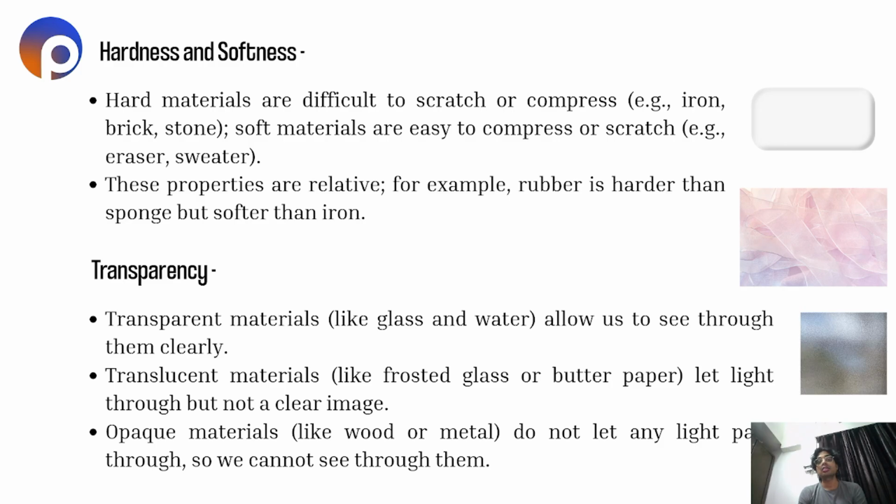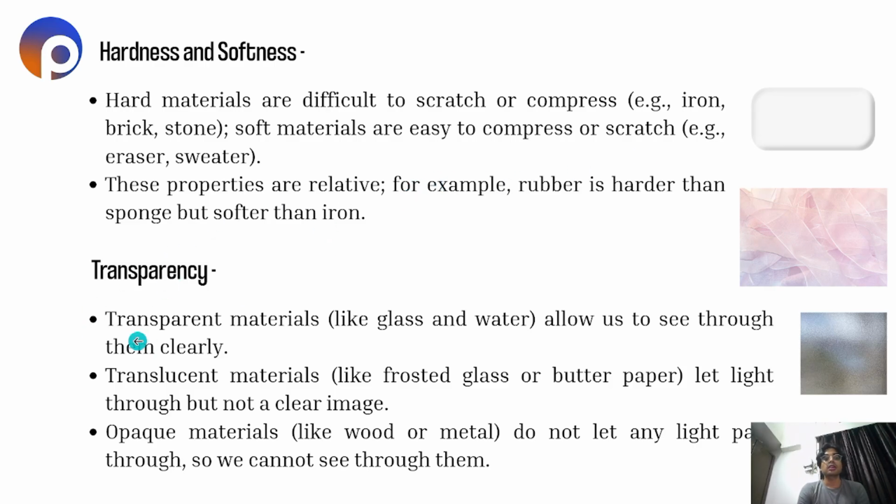Now, hardness and softness. Hard materials are difficult to scratch or compress. Example, iron, brick, or stone. You cannot compress it easily, or you cannot scratch it easily. But the soft materials are easy to compress or scratch. Example, eraser and sweater. Now, these properties are relative. For example, rubber is harder than sponge, but softer than iron. So everything has its own level of hardness or softness. So we can compare it with different objects.